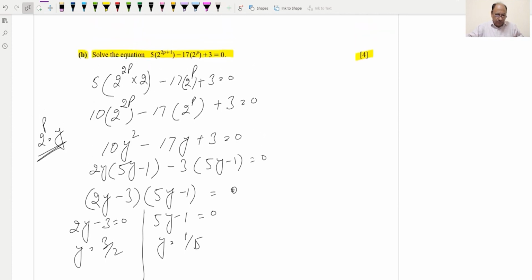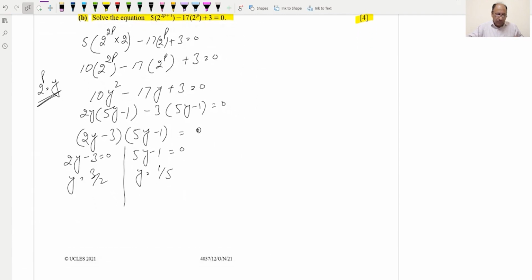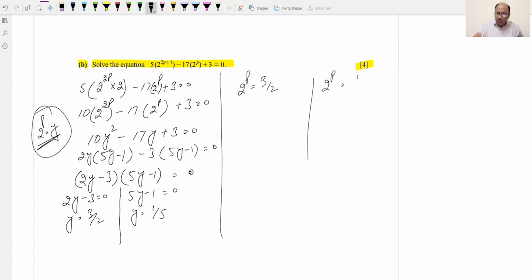And what we will do, we will shrink a little so that we can get the space, and this is to the readable size. And now we can solve these two values. y is equal to 3 by 2. We have replaced y as 2 raised to p, so 2 raised to p is equal to 3 by 2, and the second value is 2 raised to p is equal to 1 by 5. So this implies we can take log on both sides. So p log 2 is equal to log of 3 by 2 this side, and p log 2 is equal to log of 1 over 5. Now we can find the p value.